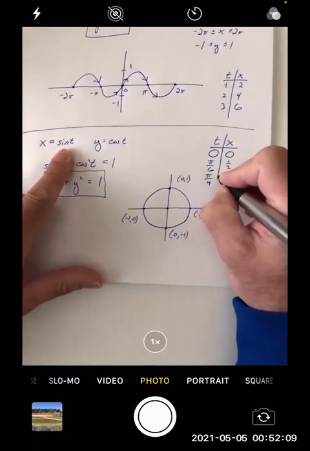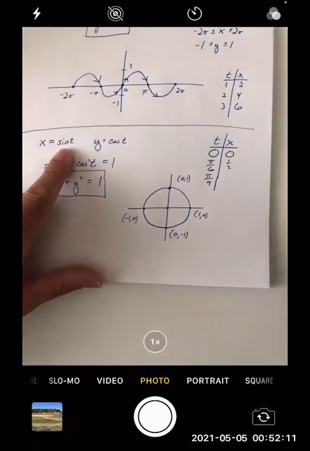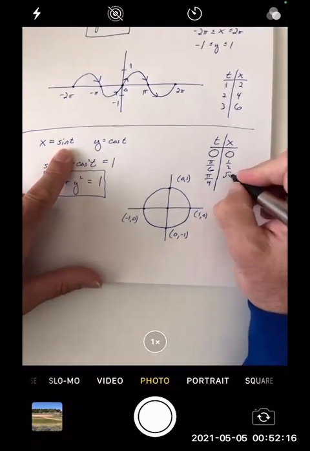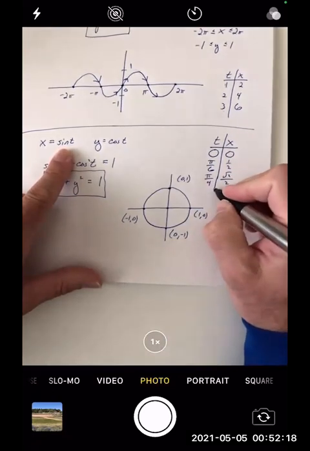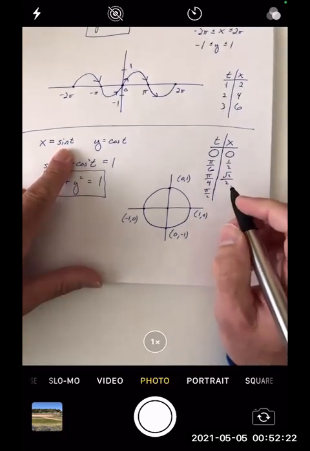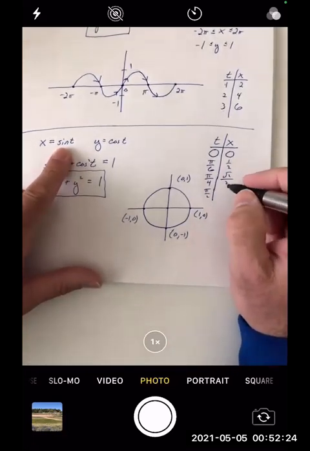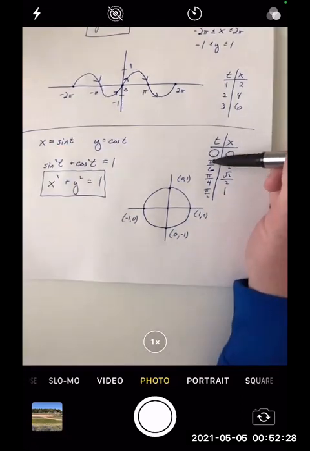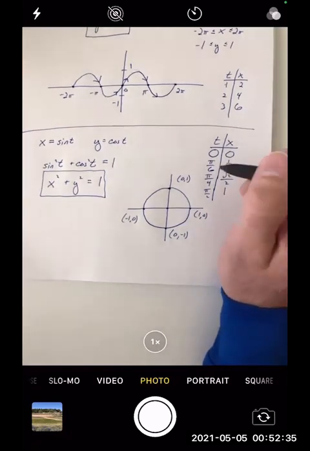We can skip to pi over 4. Yes, square root of 2 over 2. And if we get it all the way up to pi over 2, that's going to equal 1. So as t gets larger and larger, what's happening with x? It's also getting larger.